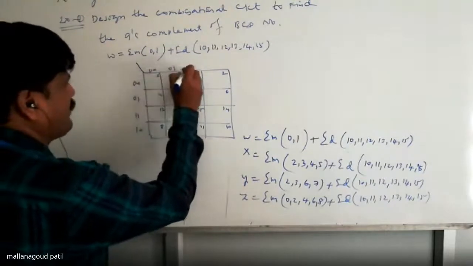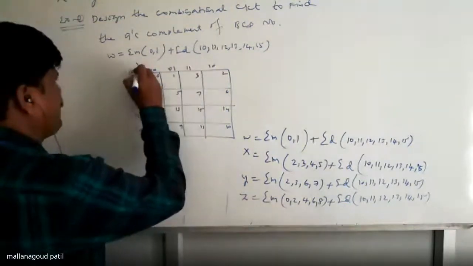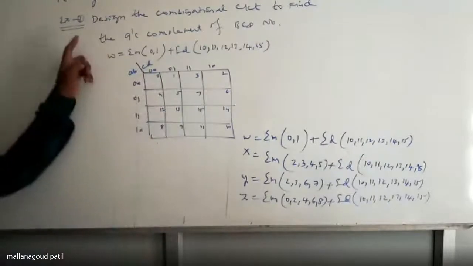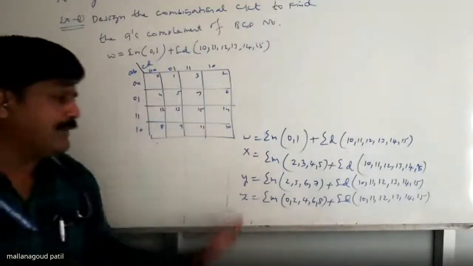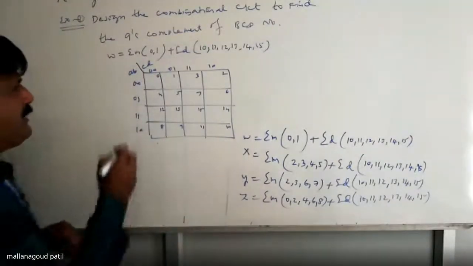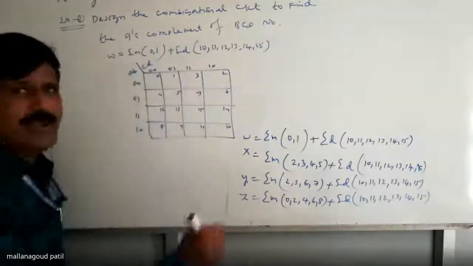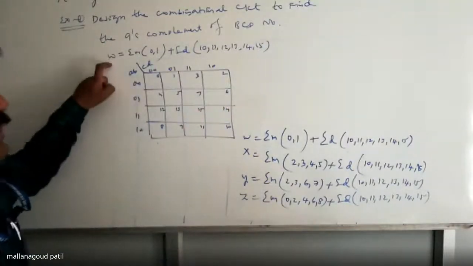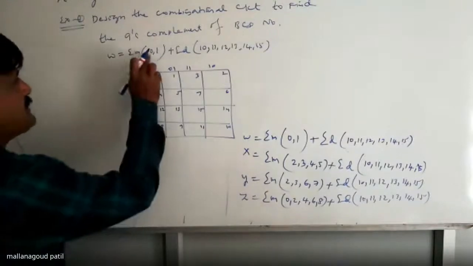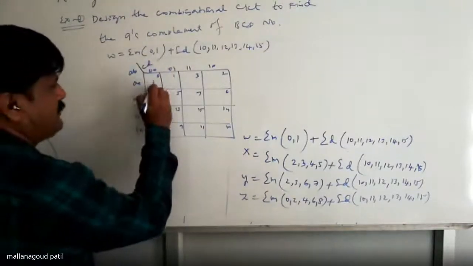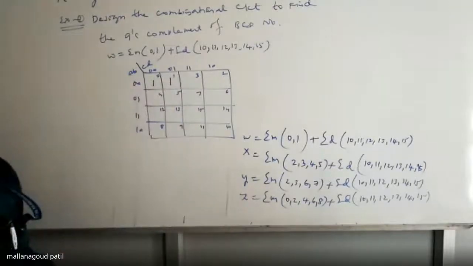0, 0, 0, 1, 1, 1, 1, 0. I can write here AB and CD, because my inputs are AB, CD and output will be W. Now, based on the cell, you have to enter the K-map for W. I want to design: 0 and 1 are 1, because minterms exist in the problem statement.